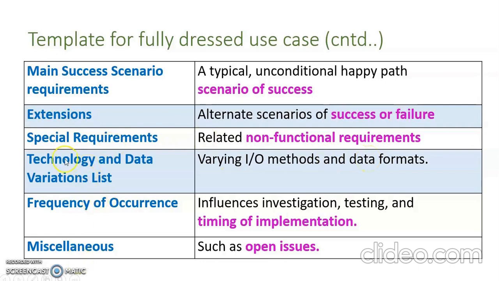The last three things are the technology and data variation list. So what are the various IO methods and data formats involved in the transaction, involved in the process. Then frequency of occurrence, how frequently it will happen, can be mentioned. Miscellaneous: if there are any open issues to be considered apart from the previously mentioned parts, then we can mention them under miscellaneous.